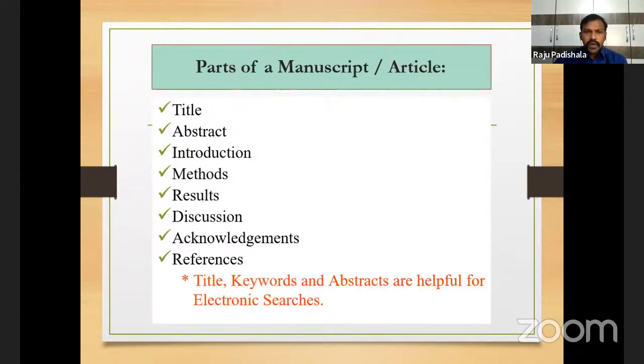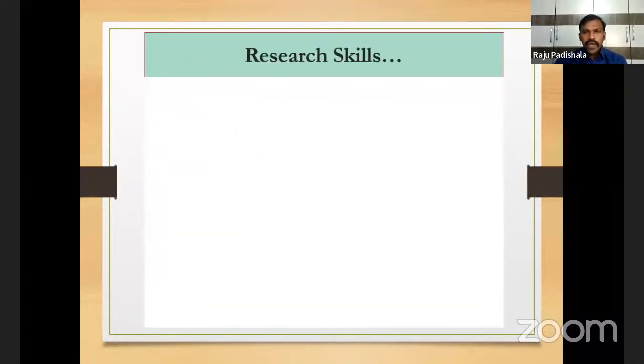So we have to remember title, keywords, and abstracts are helpful for electronic searches. During electronic searches through the internet, we have to clearly mention our manuscript title, keywords, and abstracts, which should be clear for the searching purpose. So various skills, I already mentioned skills. Various skills are required to do research, writing, and publications. So these are the skills required.